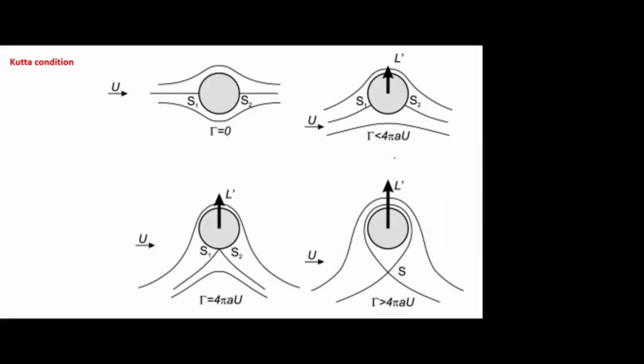So the next one is the Kutta condition. This is a scientist's name. Can you go to the previous slide?